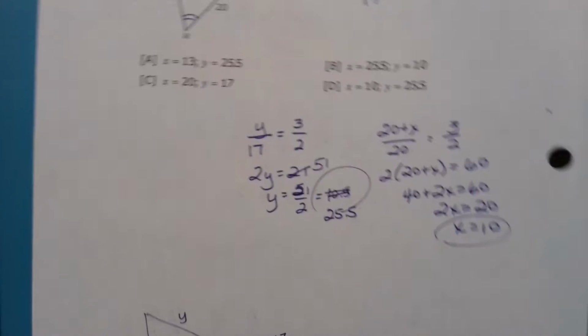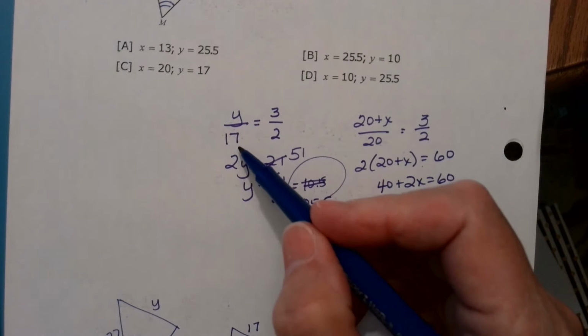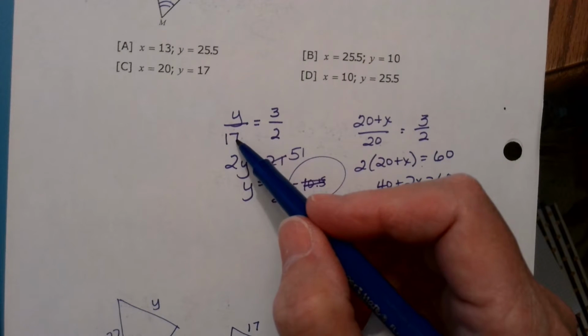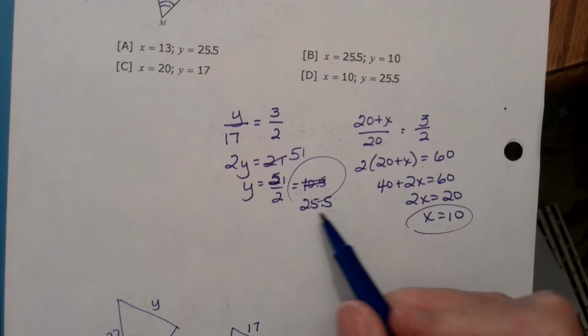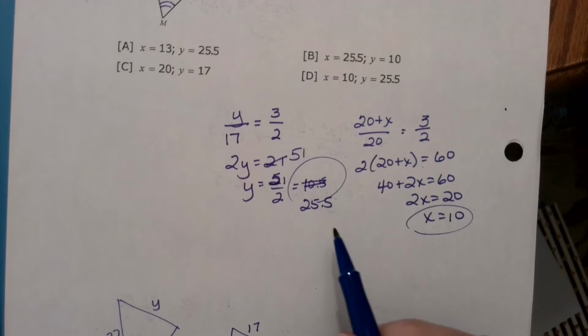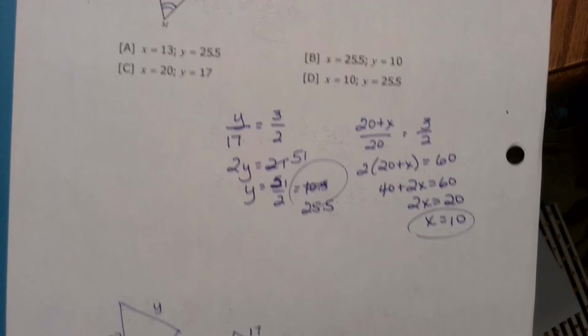Okay, before we get started on 26, there was a mistake on this. I had written 7 and it says 17, so it does end up being 25.5. This is on lesson 25. Okay, let's look at 26.